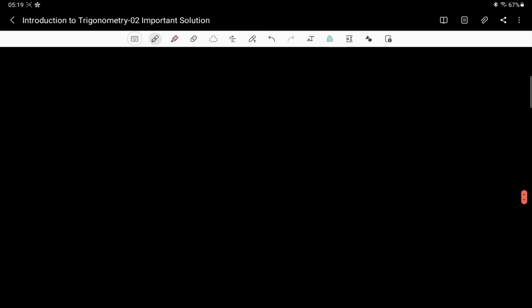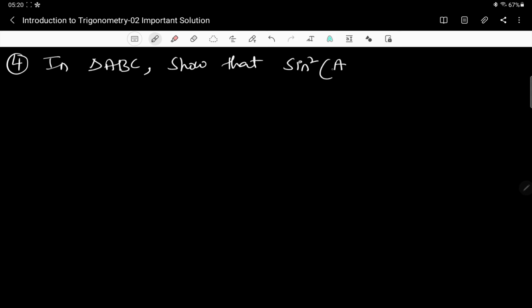All right. Let's move on to the fourth question. Let us solve this fourth question. In a triangle ABC, show that sine square of A by 2 plus sine square of (B plus C) by 2 is equal to 1.